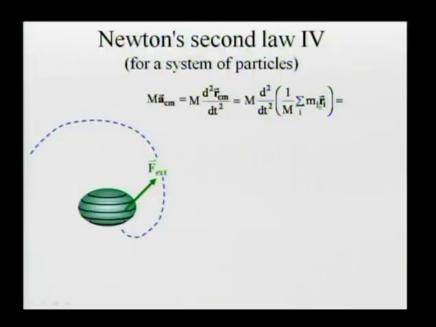I have to multiply the mass of each particle by its position, add those products, and divide the result by the total mass of the system. Well, now this is a mathematical step. The derivative of a sum is equal to the sum of derivatives, and m actually cancels over here. See that? Now what is this?